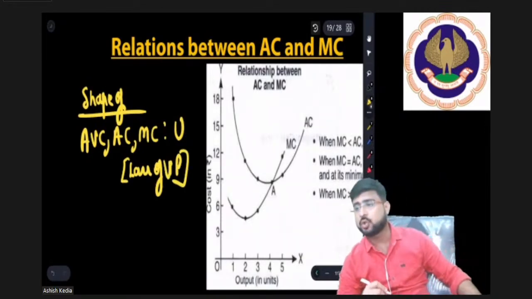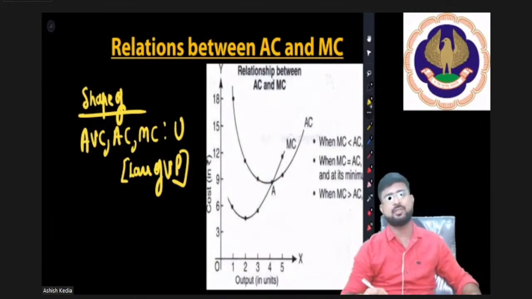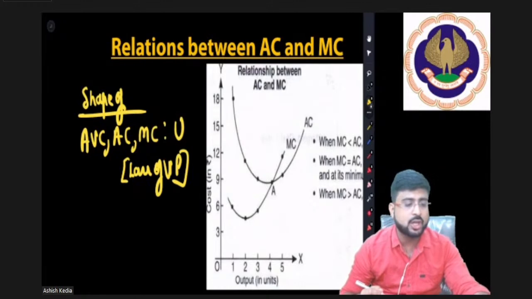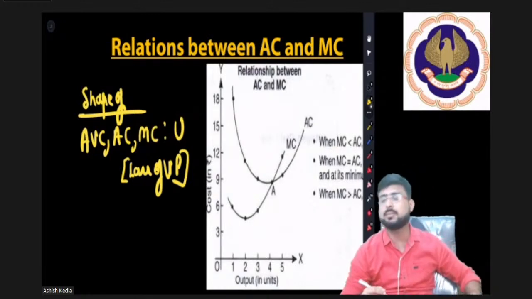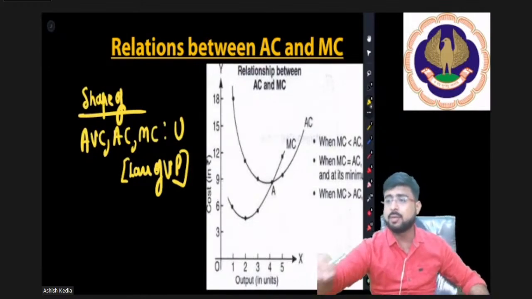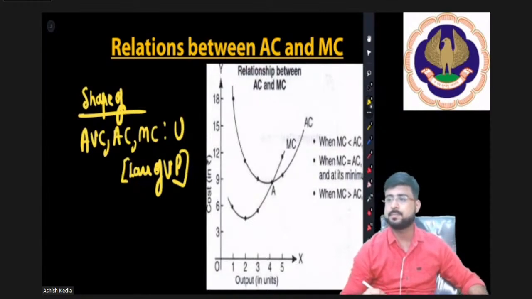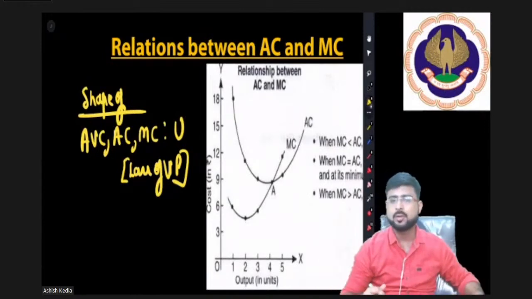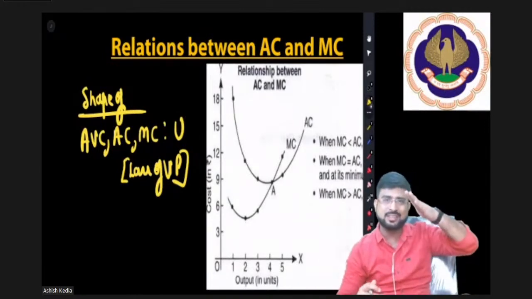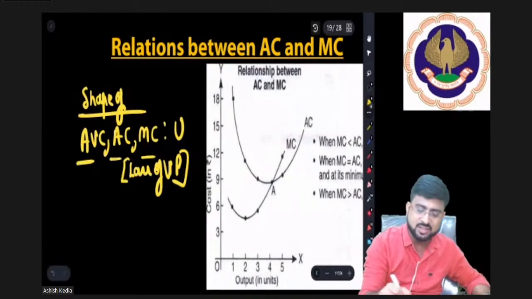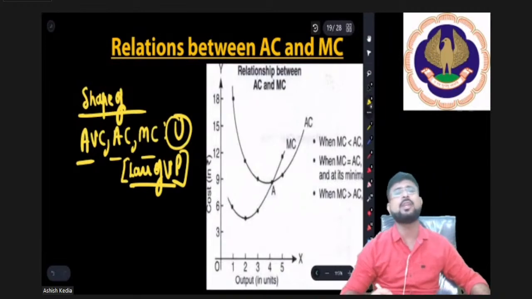So if the institute asks you, why is average variable cost or average cost or marginal cost U-shaped, what will be your answer? It will be the law of variable proportion. Because cost will fall and then it will rise. Why? Because output is rising and then output is falling. So the shape of AVC, AC and MC is U. Why? Law of variable proportion.